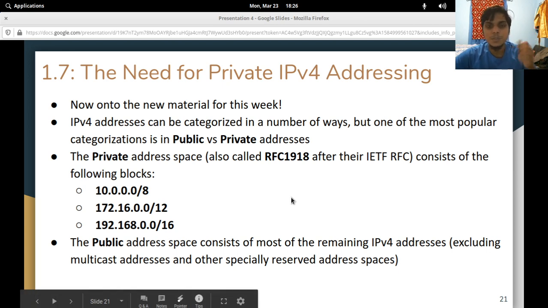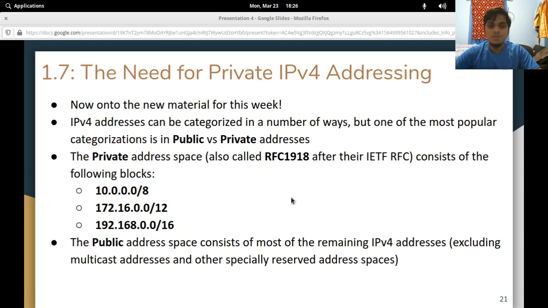So this is what I've been mentioning, I guess, since the start of the class and the start of the course. This is the sad state of affairs in the world of networking. And as future network engineers, you all need to appreciate this, which is why Cisco put it in their syllabus, because it impacts everything basically. So it is the need for private IPv4 addressing.